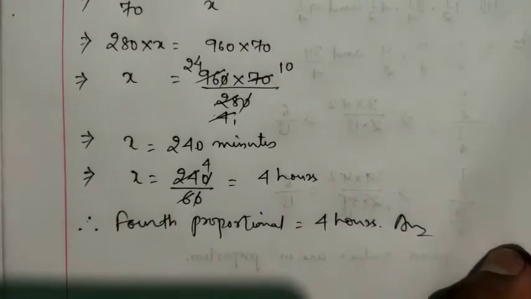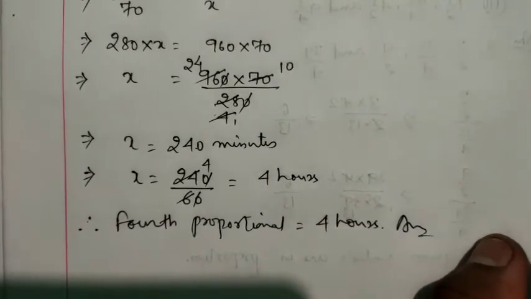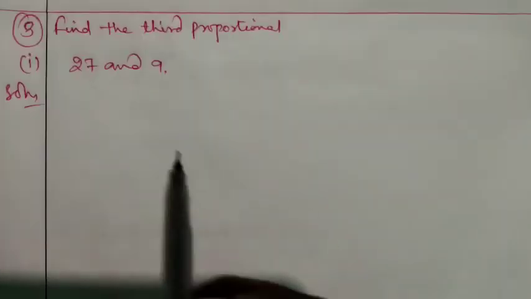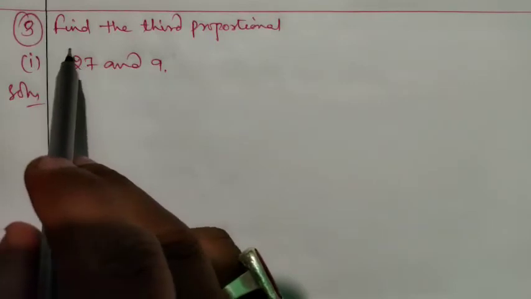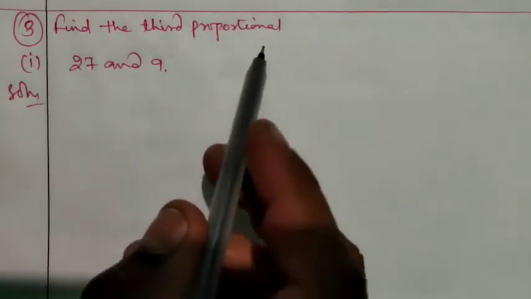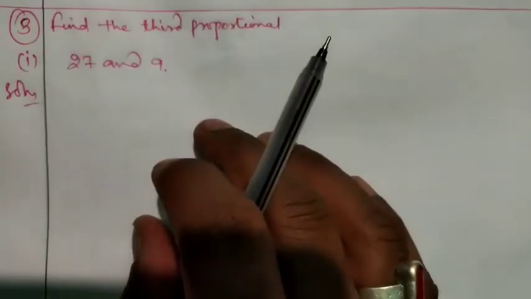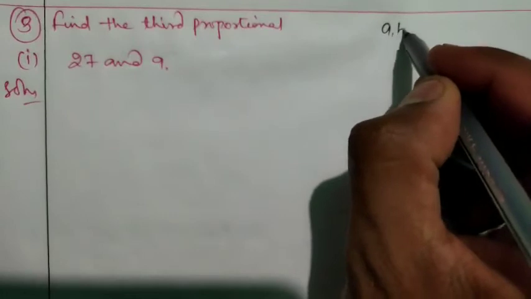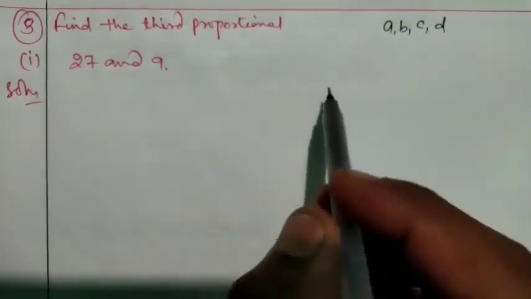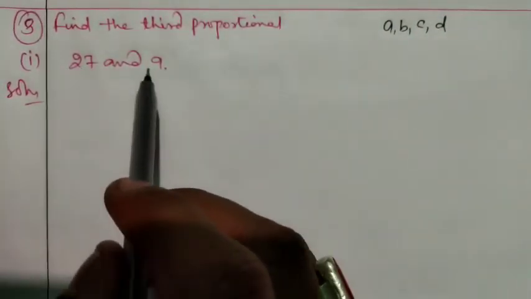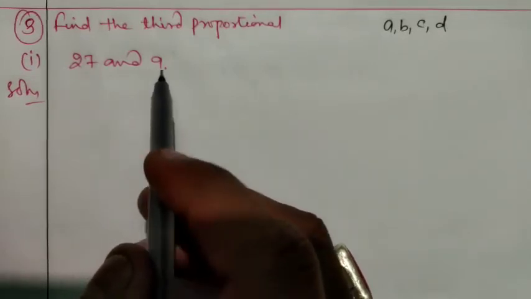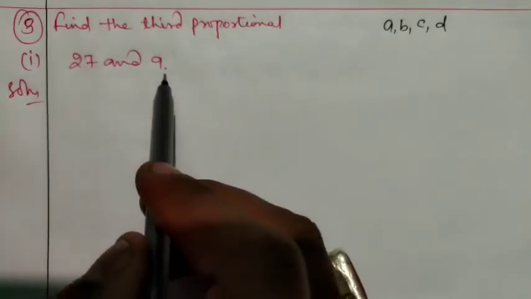Like this you have to solve question number 2. Next we will be solving question number 3, which is to find the third proportional. The question gives 27 and 9. We all know that in a proportion there are 4 terms A, B, C and D, and in our question only 2 terms are given. Minimum 3 terms should be there. This is the value of A, this is the value of B.